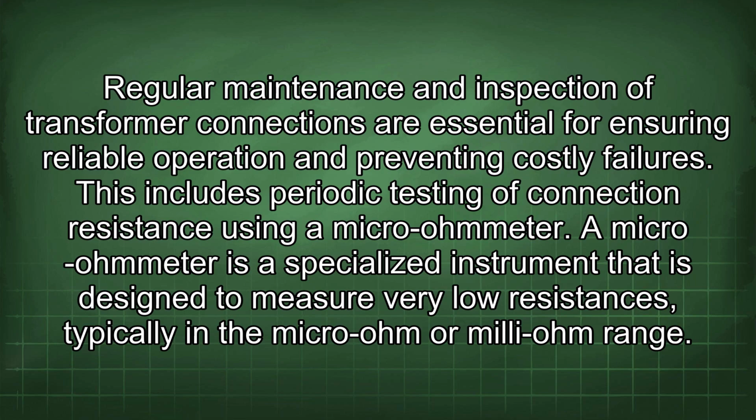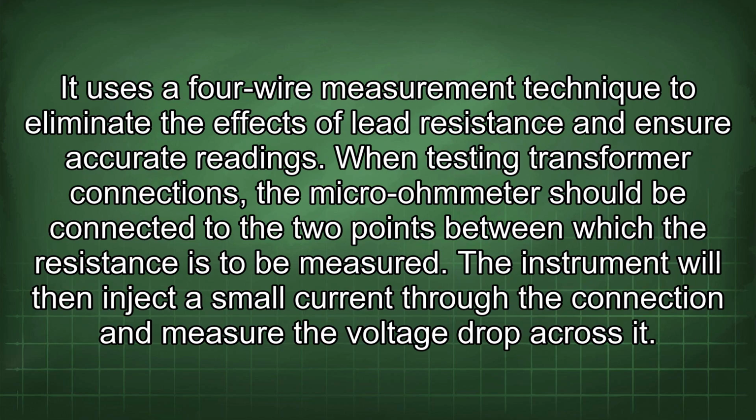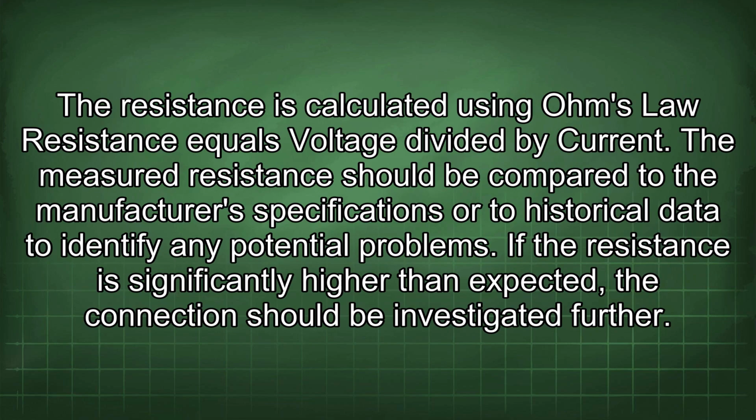This includes periodic testing of connection resistance using a micro-ohmmeter. A micro-ohmmeter is a specialized instrument that is designed to measure very low resistances, typically in the micro-ohm or milli-ohm range. It uses a four-wire measurement technique to eliminate the effects of lead resistance and ensure accurate readings. When testing transformer connections, the micro-ohmmeter should be connected to the two points between which the resistance is to be measured. The instrument will then inject a small current through the connection and measure the voltage drop across it. The resistance is calculated using Ohm's law. Resistance equals voltage divided by current.